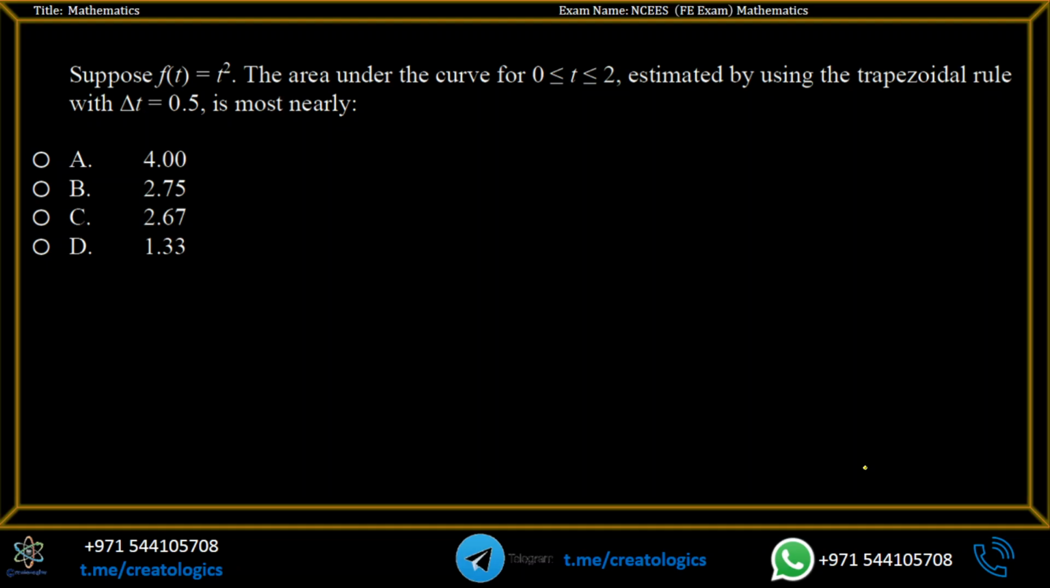It says, suppose f of t is the function which is given by t squared. The area under the curve from t lying between 0 to 2, and the change in t is given as 0.5. So between 0 to 2, how many values of t will be there? One is 0, next one will be 0.5, the next one will be 1, next one will be 1.5, and the last one is 2. So you have 5 such values lying between 0 to 2 with a difference of 0.5. Now they clearly mentioned that you have to use the trapezoidal rule.